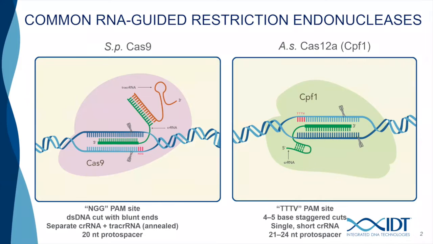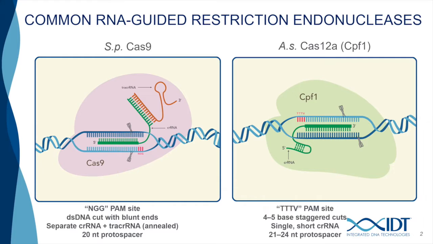So just a quick review here. The main enzymes that we work with at IDT are Streptococcus pyogenes Cas9 and then AsCas12a and LbCas12a. And these are both RNA-guided restriction endonucleases that make a double-stranded break in the genome. They have unique, distinct mechanisms and structural requirements.